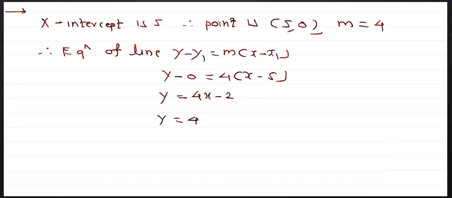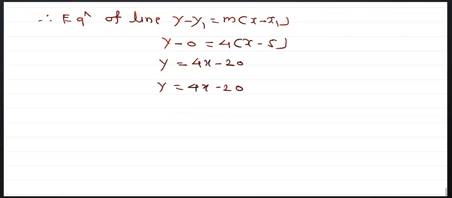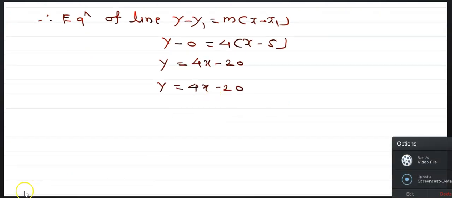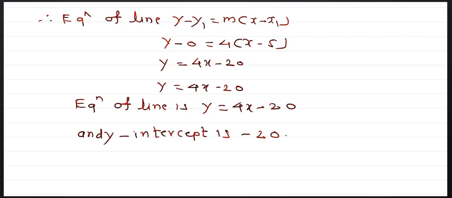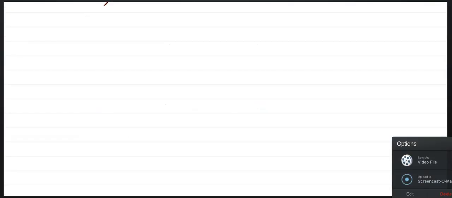Let's see this again. Therefore, the y-intercept is minus 20. Equation of the line: y is equal to 4x minus 20. Y-intercept is minus 20.